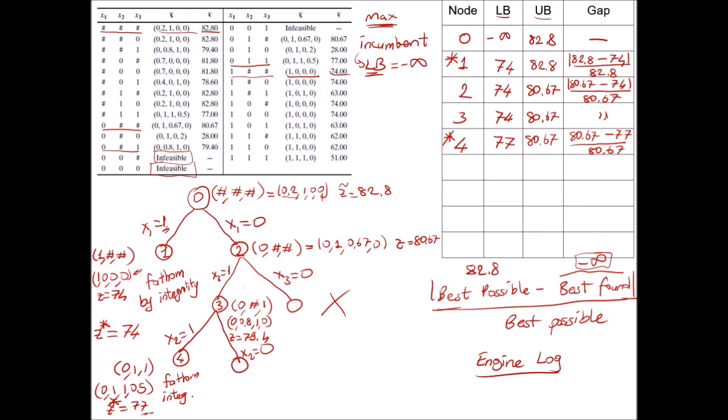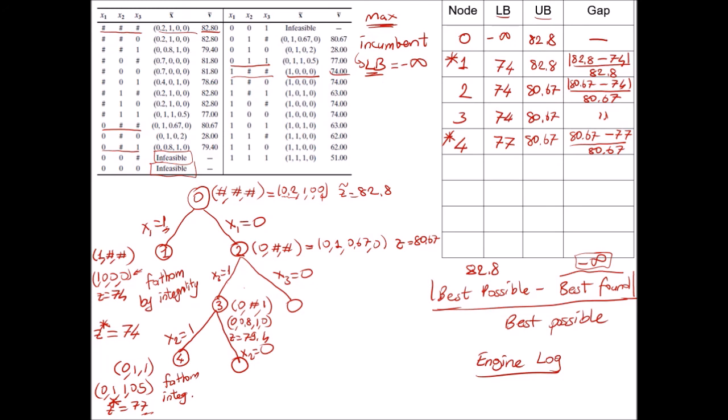It means that the gap value initially starts with a higher value, and as we proceed, it either stays the same or it reduces. It never increases. The gap value never increases during a branch and bound tree. It either stays the same or reduces. Okay, it doesn't depend on whether this is a minimization or maximization. It always reduces or stays the same.